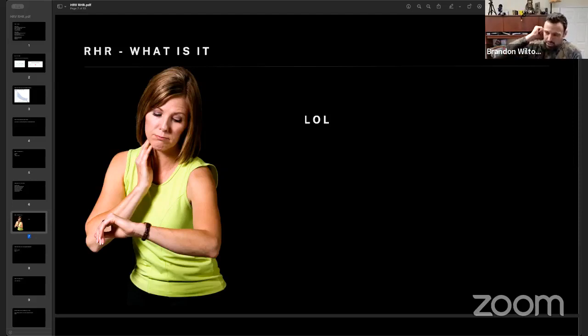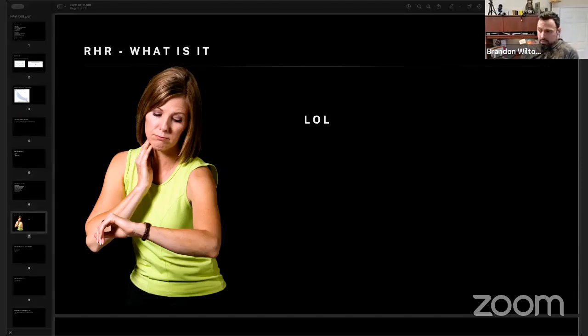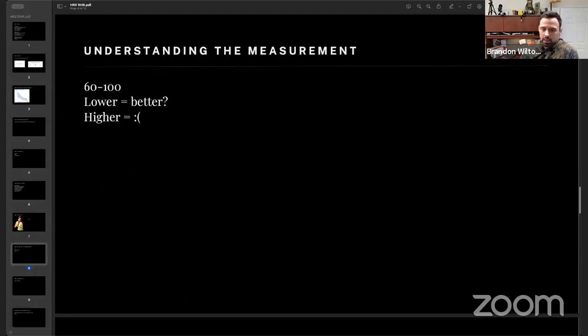What is resting heart rate? The number of heartbeats per minute when you're at rest. Typically, you're going to go here. You can use a radial artery. There's brachial. You can use a lot of different arteries. It doesn't matter, but it's the number of heartbeats per minute when you're at rest. Understanding the measurement, this one's going to be real short and straightforward, because I feel like I don't need to go too in depth with this.